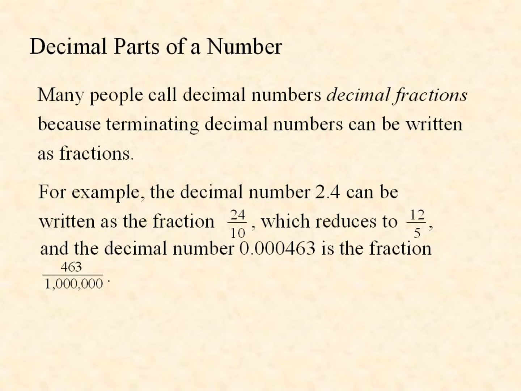And the decimal number 0.000463 is the fraction 463 over a million. You have to trace the place values in this decimal number. The first place value is tenths, then hundredths, then thousandths, then 10,000ths, then 100,000ths, then millionths. So it's 463 millionths.